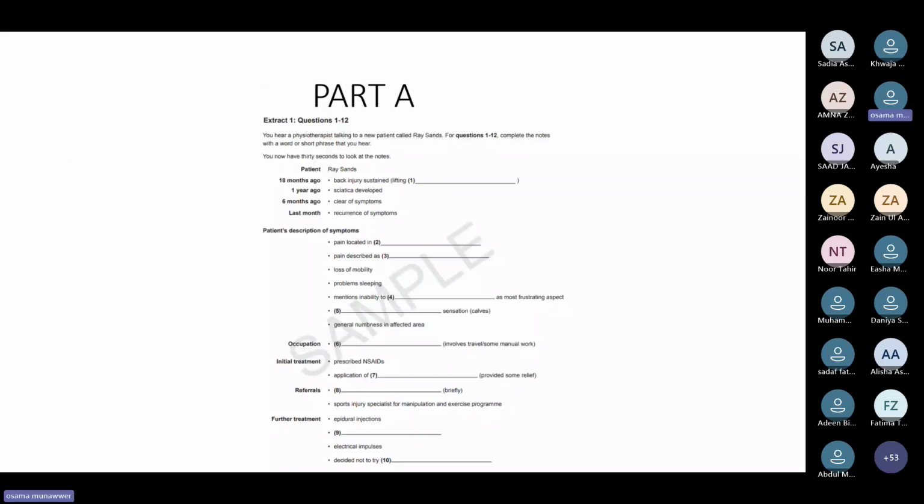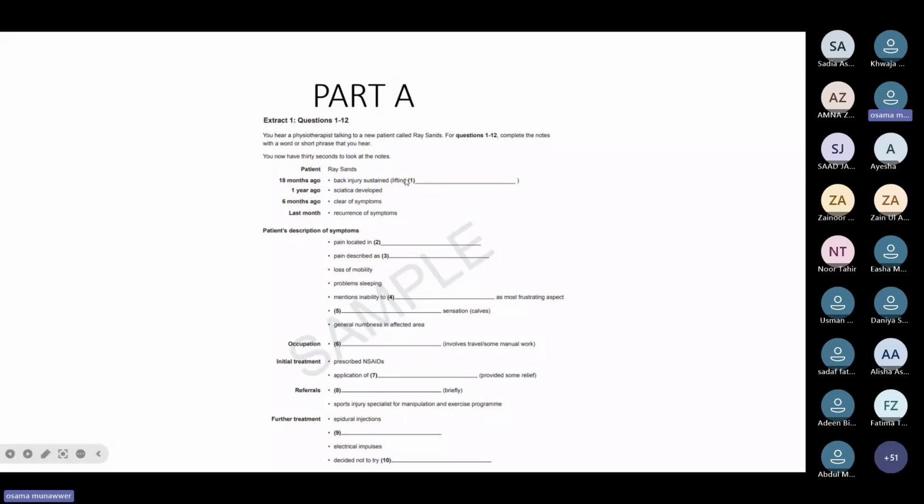So coming to Part A. As you can see here, this is a screenshot of a sample paper. You have 12 questions, and how it works is you have about 90 seconds to read the questions initially before they start playing the audio. You can quickly read through the questions to get a gist of what you're supposed to look out for. Then they start playing the audio. It's basically a conversation between a physician and their patient, and as you can see here, they have left out some blanks.